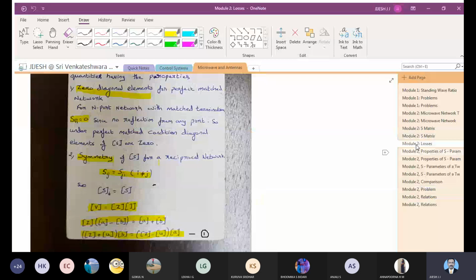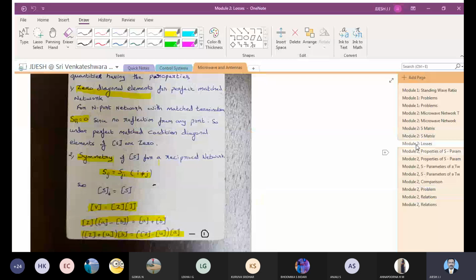What you can see here is S11 is written as, before we have studied, ZL minus Z0 divided by ZL plus Z0. Here the notations they have given are Z1 and Z2. Since they have given Z1 and Z2, we have to write S11 as Z2 minus Z1 divided by Z2 plus Z1. So we will get S11 as Z2 minus Z1 divided by Z2 plus Z1.